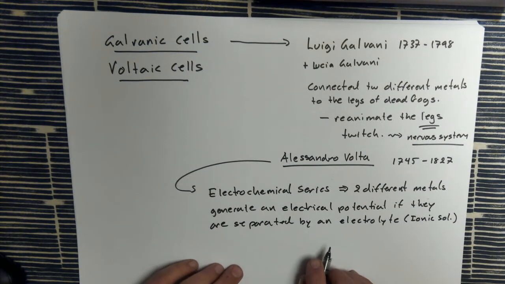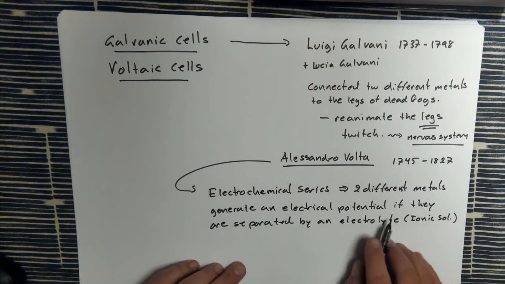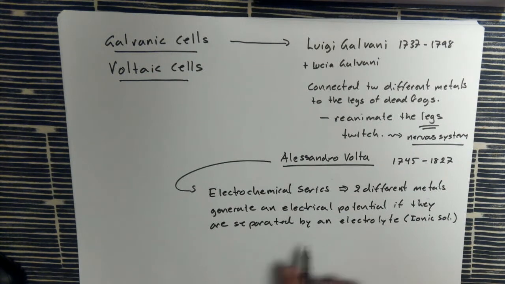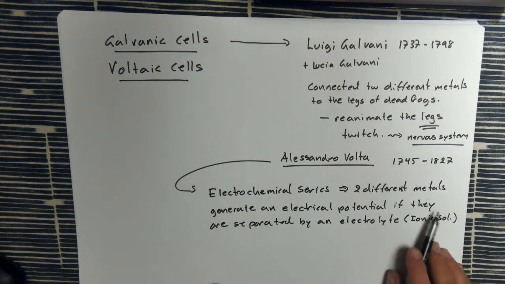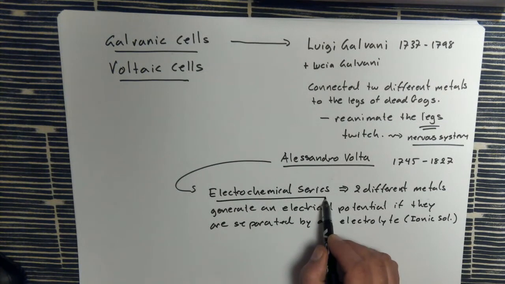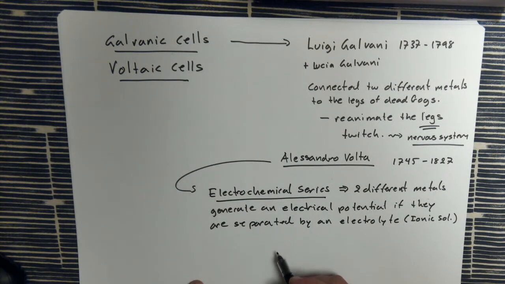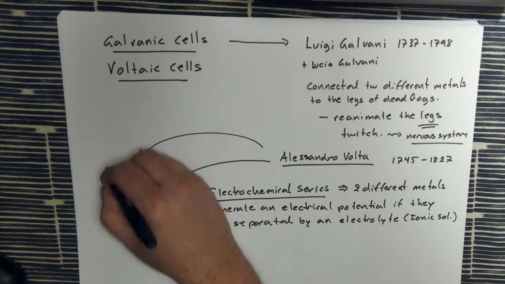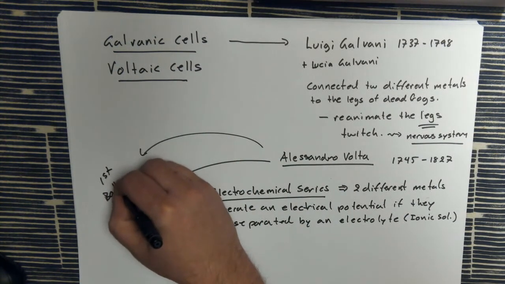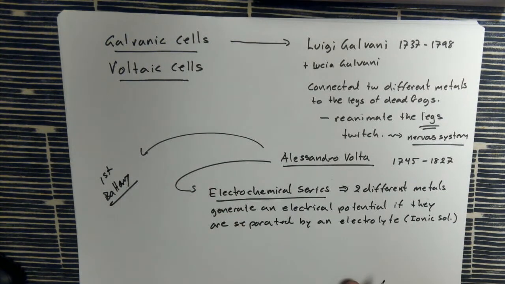And basically he showed that if you put the same two metals together, then you don't generate any electrical potential, but if you put different metals together, you do generate an electrical potential. And he was then able to organize these in terms of how much electrical potential they have, and so he's credited with the electrochemical series. He's also credited with making the first battery, which we'll talk about in a minute.